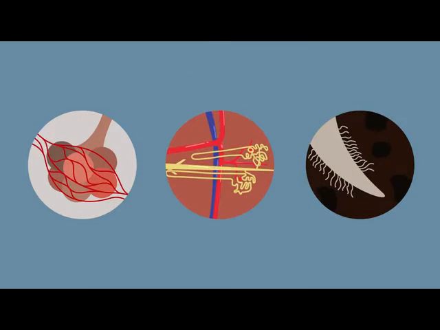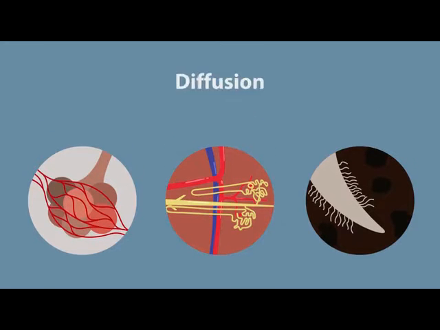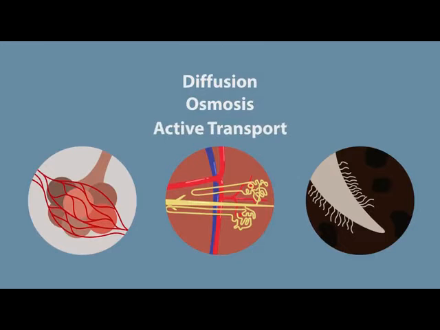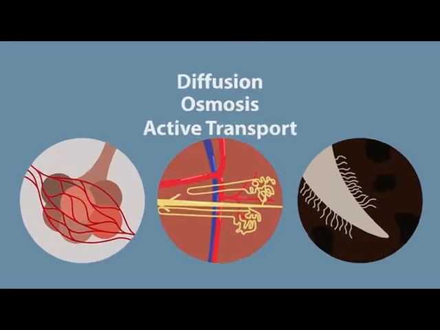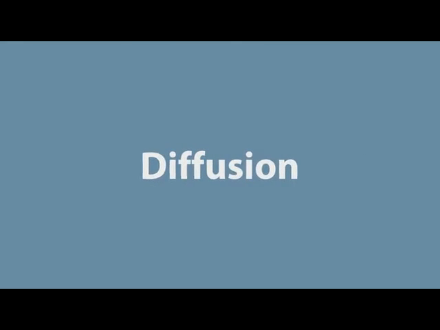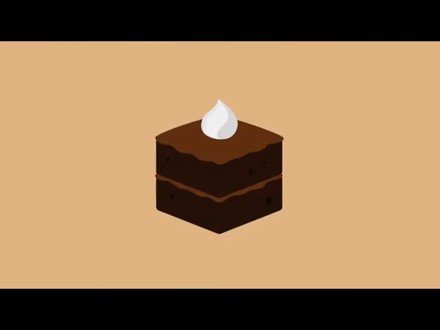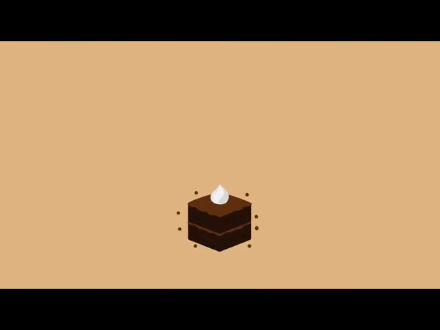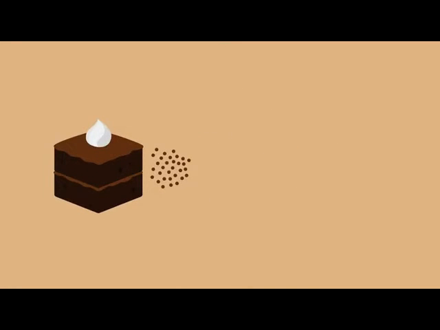Depending upon what is being exchanged and which direction along the concentration gradient things are traveling, will determine whether diffusion, osmosis, or active transport will be used. Let's start with diffusion. The lovely smells of the cake spread around the room by diffusion. Diffusion is the process in which particles spread out from each other. They move from high concentration, so right by the cake, to an area of low concentration, so everywhere else in the room. In diffusion, particles move down the concentration gradient until they are evenly distributed.